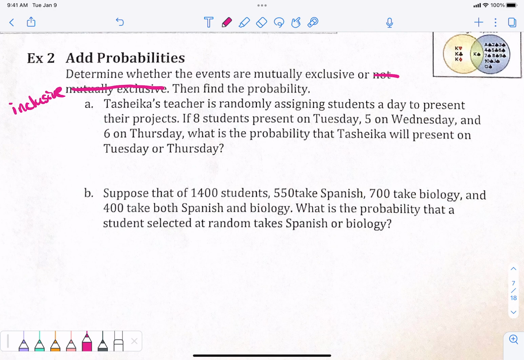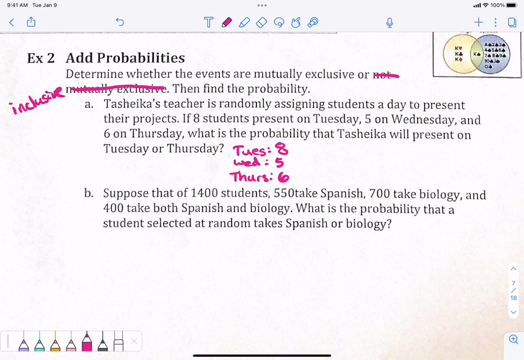And then find the probability. Okay, so A says, Tashika's teacher is randomly assigning students a day to present their projects. Okay, I'm going to start listing information. If 8 students present on Tuesday, there are 5 that present on Wednesday, and there are 6 that present on Thursday. What is the probability that she will present on Tuesday, Thursday, blah, blah, blah.